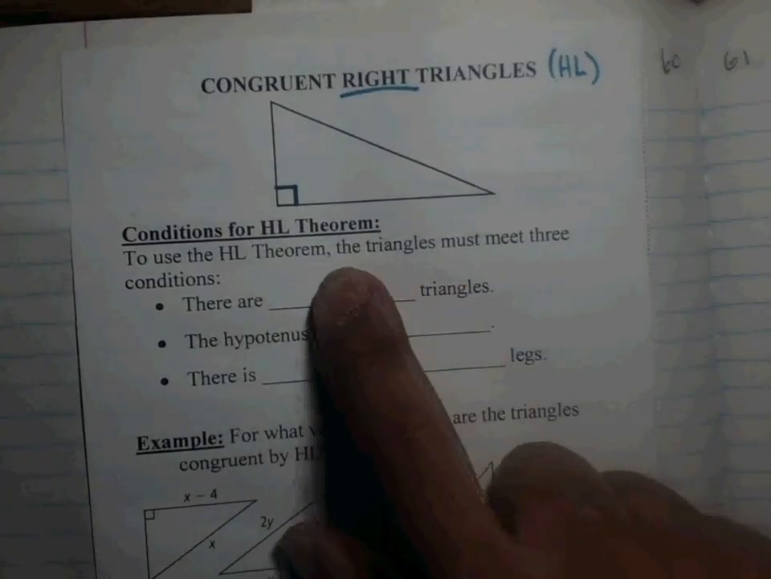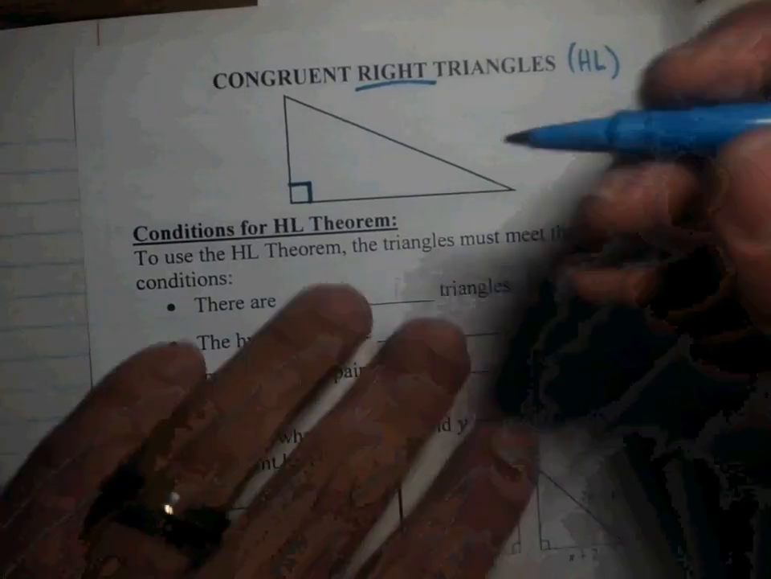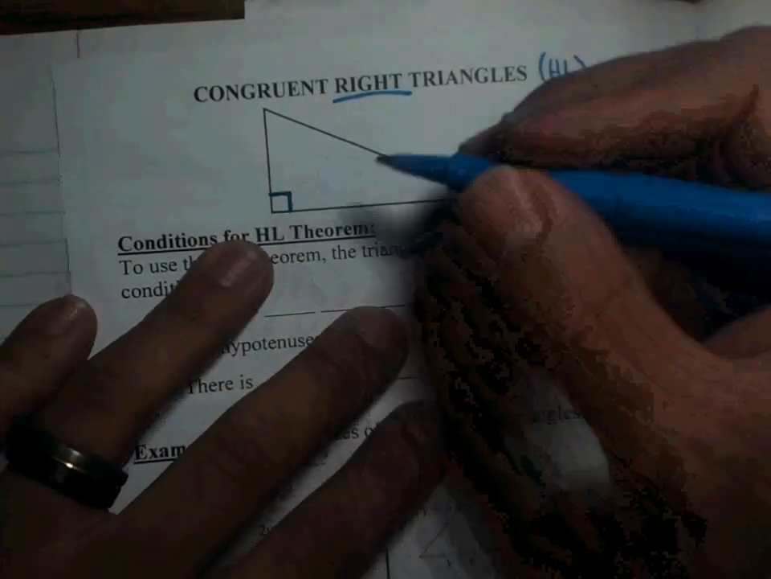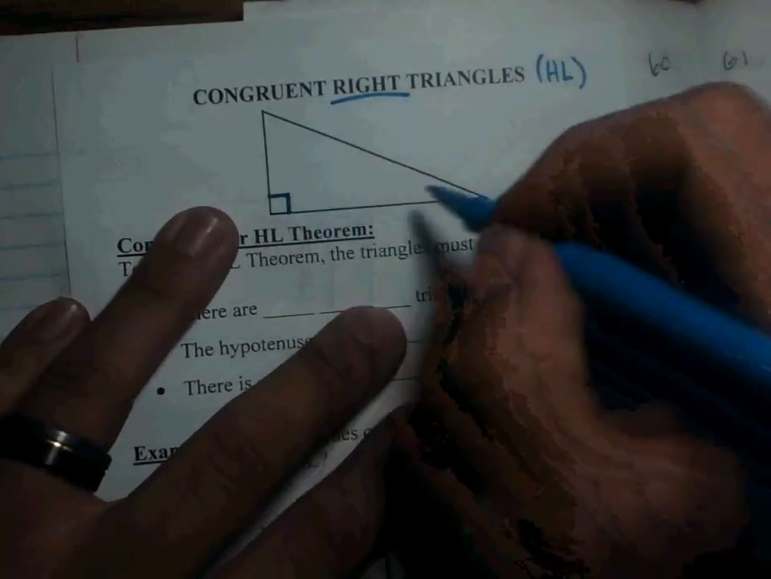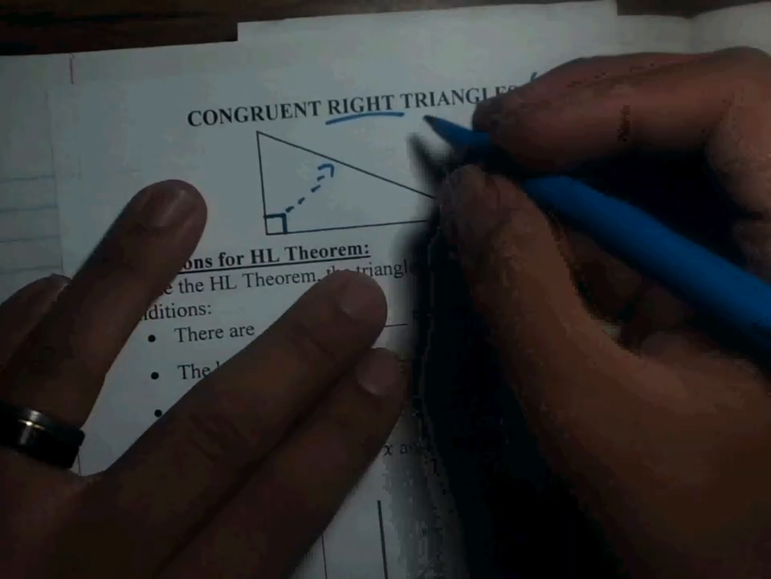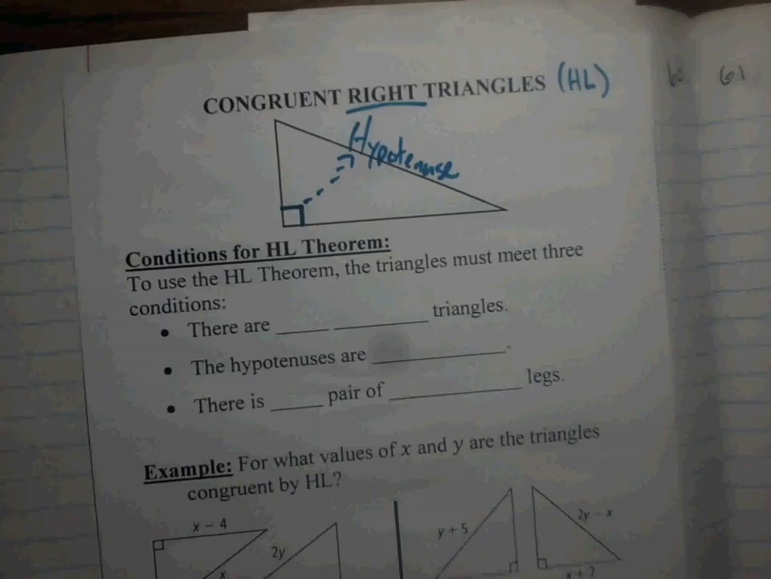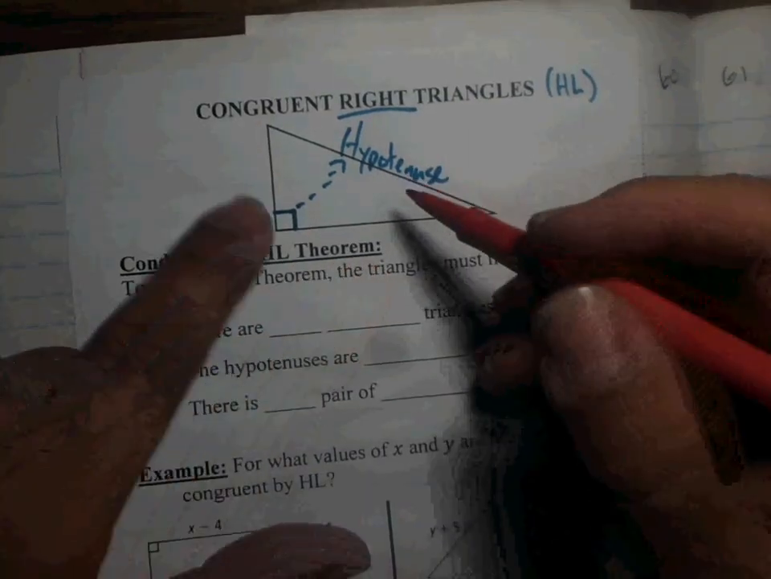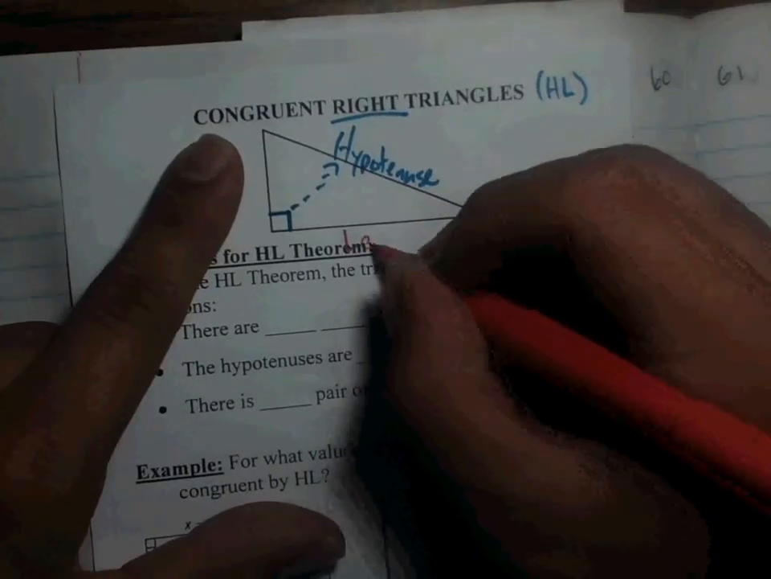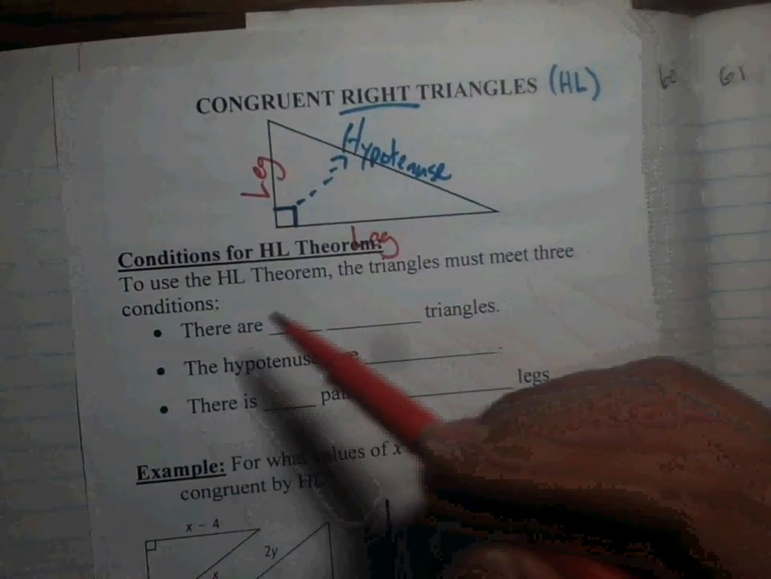The hypotenuse leg theorem, HL: the triangles must meet three different conditions. HL stands for hypotenuse and leg. Remember, the hypotenuse in a right triangle is always the longest side of our right triangle. It's always going to be across from our right angle. So this is our hypotenuse. And when it talks about the leg, it just means either of the other two sides of the triangle. These other two sides would be our legs. Leg and leg.